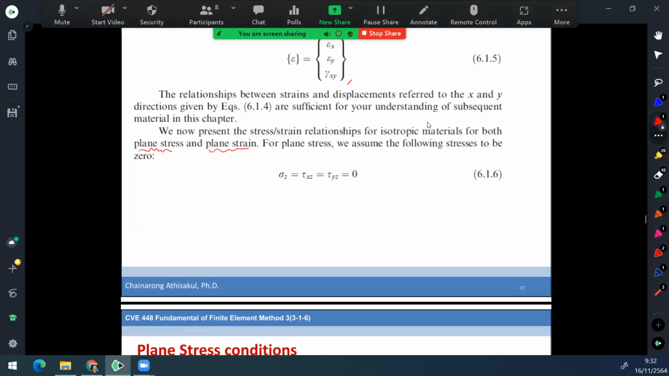If we consider plane stress first, for the plane stress condition we assume that the out-of-plane stress is small enough and can be neglected. So we assume that sigma z, tau xz, and tau yz become 0. We focus just on sigma x, sigma y, and tau xy. The out-of-plane stress becomes 0, but epsilon z is not equal to 0.